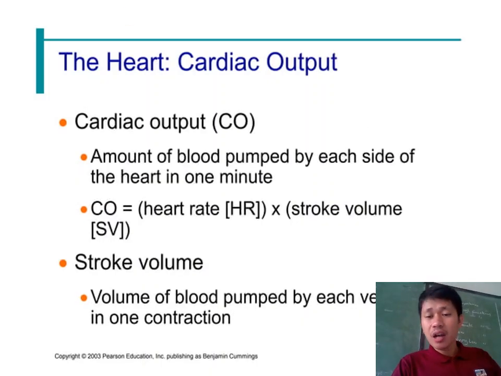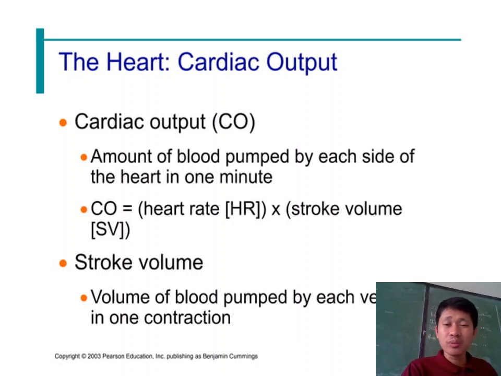Cardiac output, class, is the blood output, the amount of blood being pumped out from the heart. It is the amount of blood pumped by each side of the heart in 1 minute. So there's a formula, but I will not make you compute. I won't give you numbers, even in the quiz and the exam. I'm just explaining what cardiac output, or CO, is. Cardiac output is the heart rate multiplied by the stroke volume. Stroke volume is the volume of blood that comes out from the heart upon contraction.